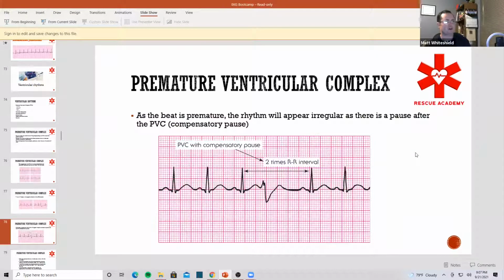Now there's something here called a compensatory pause. It makes your rhythm look really irregular, but because those ventricles contract at this awkward time, it kind of delays a cardiac cycle from occurring. Okay, so that's all that's happening here. It says, as the beat's premature, this rhythm will appear irregular as there is a pause that occurs after that PVC.